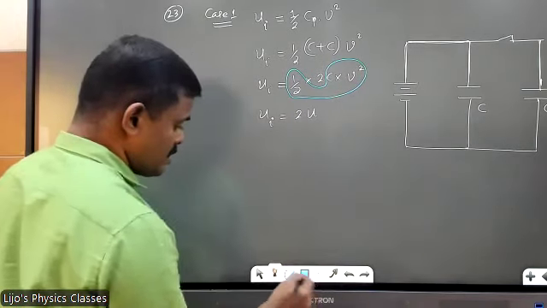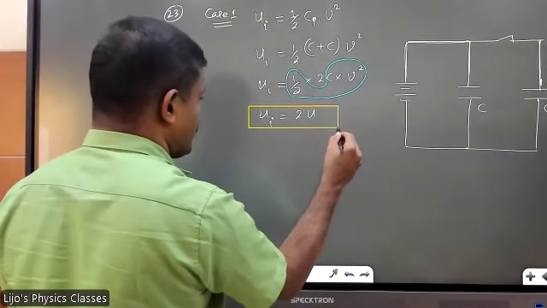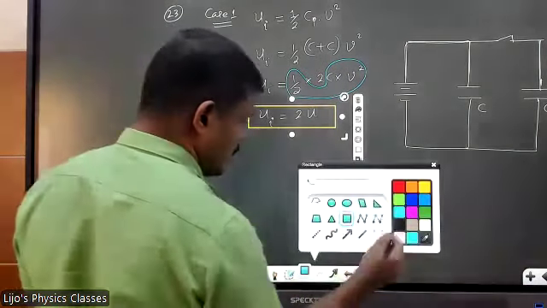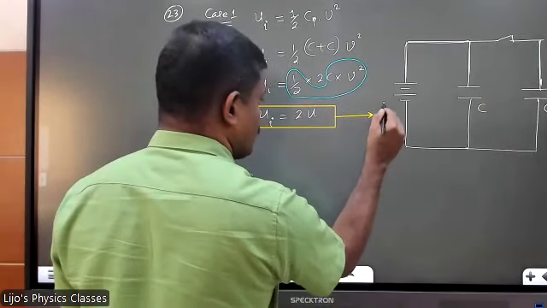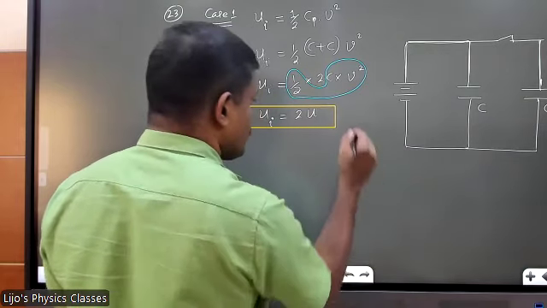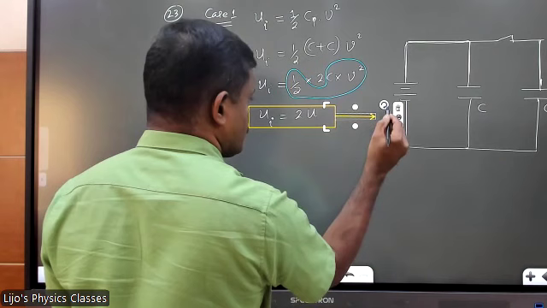So the initial energy here is 2U. This is initial energy. I got the initial energy now. The initial energy is given as 2U. This is equation number 1. All right. I got equation number 1 now. This is equation number 1.